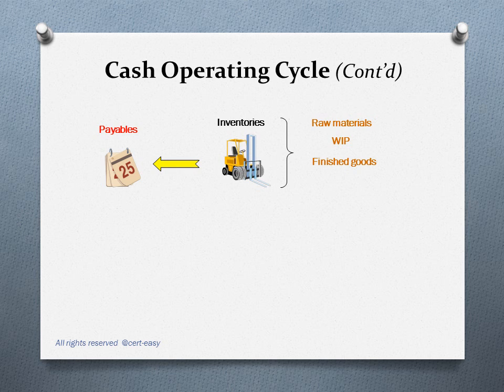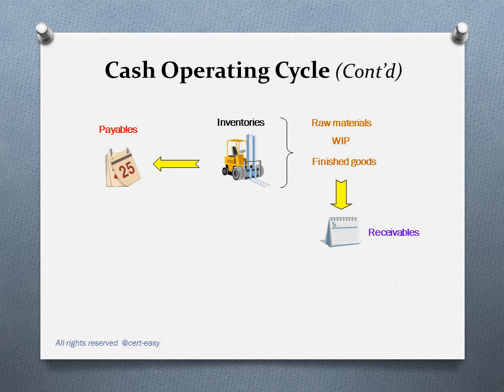Come back to the manufacturer. The raw materials will be processed and transformed into WIP and finally finished goods. The production process takes time. That's why manufacturing business usually has a longer cash operating cycle than trading business. The finished goods will be kept in the warehouse until they are sold to customers. The length of the time starting from the purchase of raw materials until the finished goods are sold is inventory turnover.